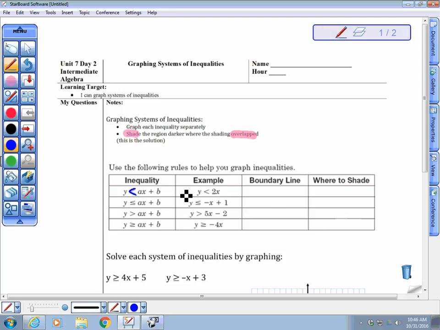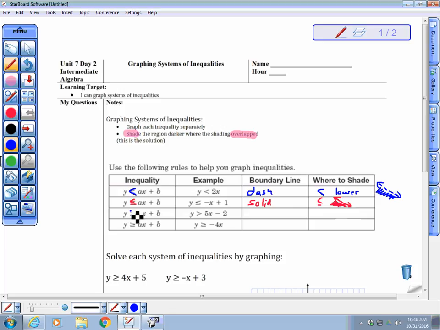If it has a less than symbol, your boundary line will be a dash. We already know that. And if it's a less than symbol, the side that will be shaded will be the lower section. So dash line, and you will shade the lower section. And if we look at less than or equal to, that will be a solid line, and the section that will be shaded will be the lower section.